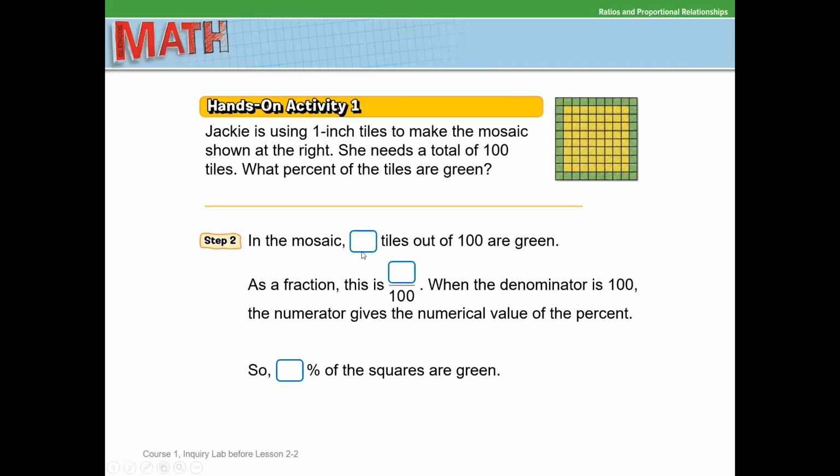In the mosaic, 36 tiles out of 100 are green. As a fraction, this is 36 100ths. When the denominator is 100, the numerator gives the numerical value of the percent. So if we have 100 on the bottom, we just call this 36%. 36 parts per 100, 36%. So 36% of the squares are green.